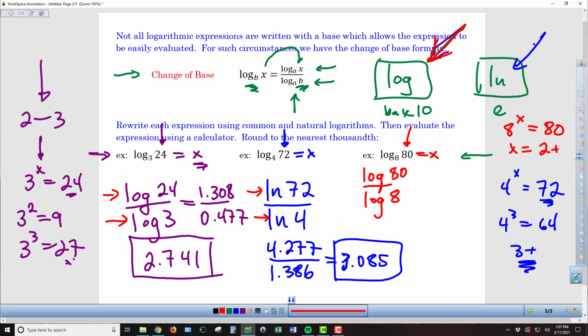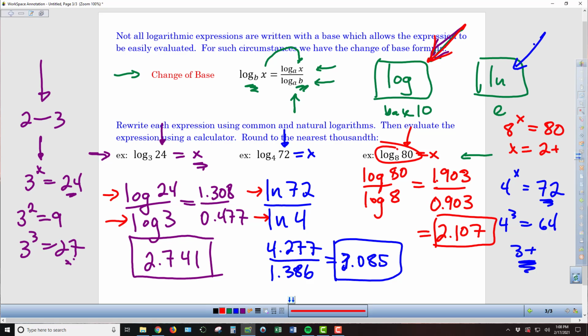And so now log of 80, if we use a calculator, we get 1.903. Log of 8 is going to be 0.903. And so then if we divide those two results, we get 2.107 as the value of our expression here. And again, going back to what our predicted value was, a little bit bigger than 2, this definitely satisfies that.